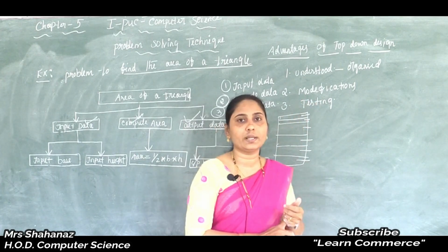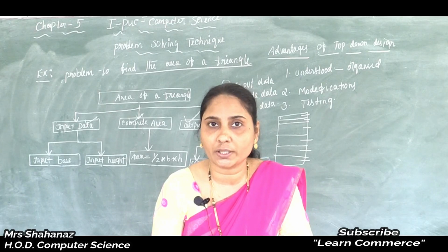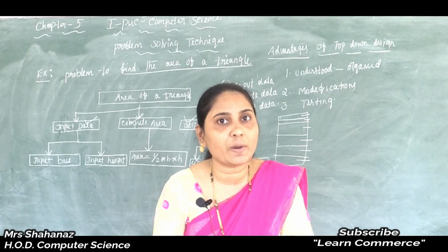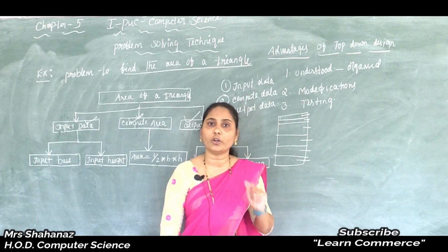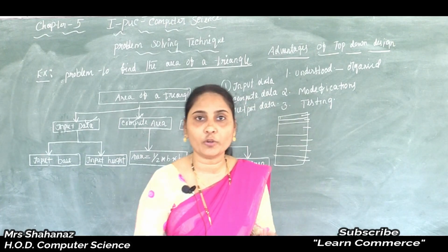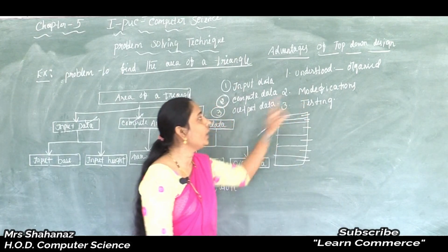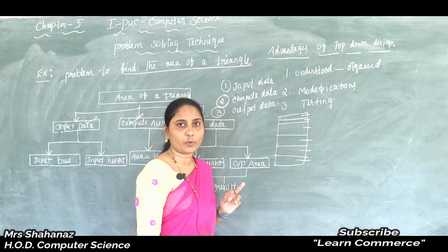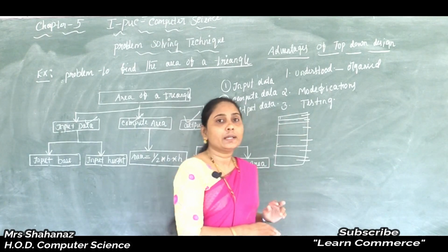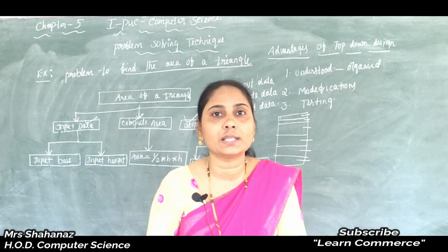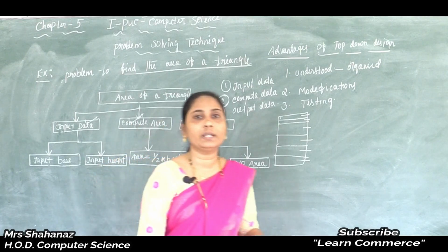And next is the second point, which is modification. Modification means if you want to make some changes in the problem you wrote, we call that modification. And that modification point you can also do very easily in our top down design. Is this point clear? So modification or changes can be easily performed, and testing the solution can also be easily performed. All are called the advantages of the top down design.